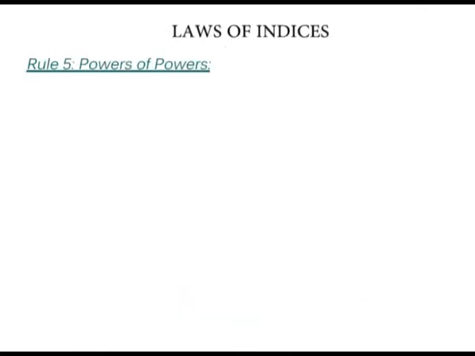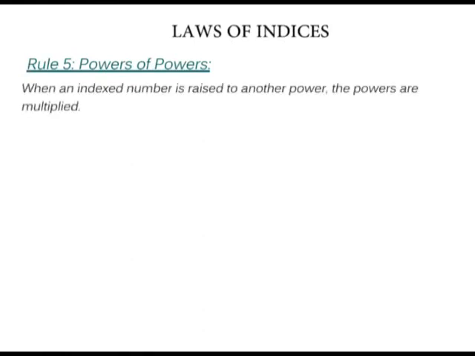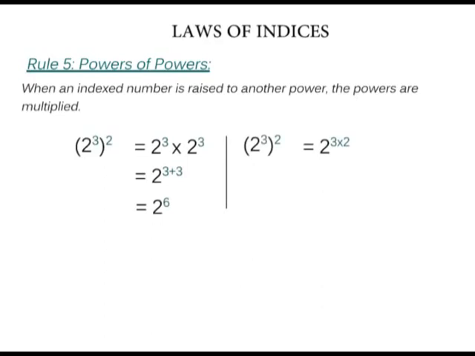Rule 5. Powers of powers. When a number is written in index form and it is raised to another power, the indices are multiplied. For example, 2 raised to power 3 in bracket raised to power 2 is equal to 2 raised to power 3 times 2 raised to power 3. We add the powers and we get 2 raised to power 6. We could rather have done simply 2 raised to power 3 times 2, giving us straight away 2 raised to power 6.